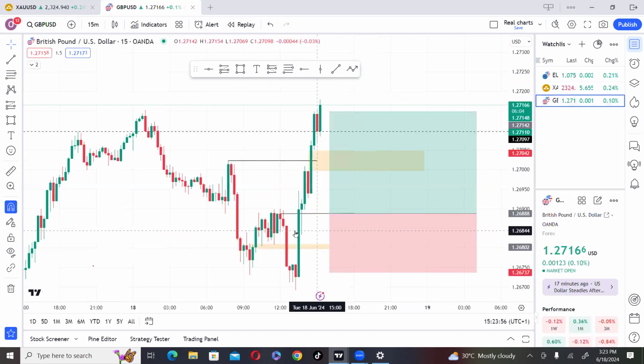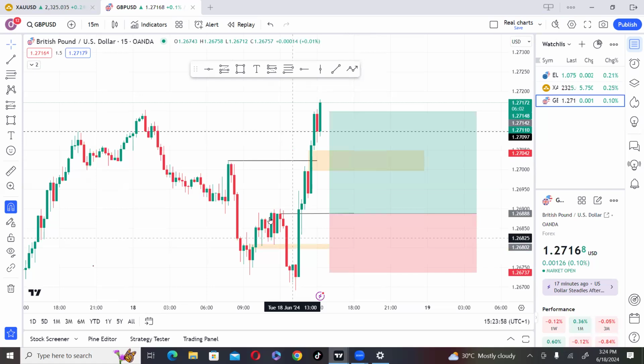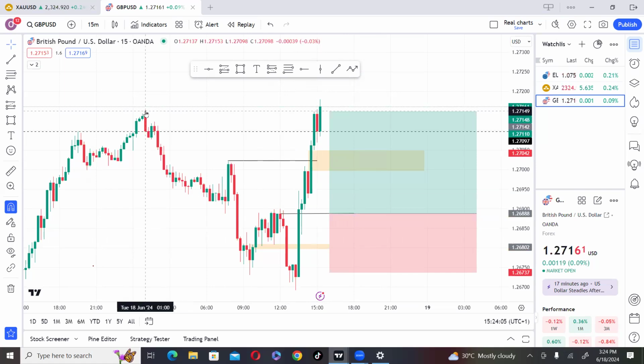On GBPUSD, same thing. A break of this resistance right here. A retest to this point would have given us our entry, and our target would have been right here. And price has already gotten to that target, but then price didn't trigger us in before going there.